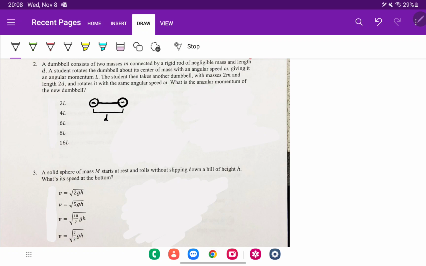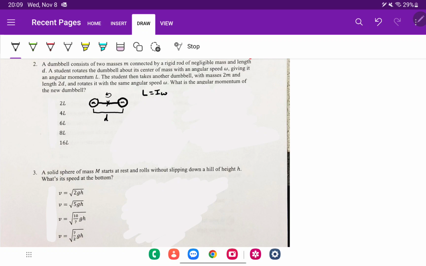Okay, so a student rotates the dumbbell about its center of mass. So if we're saying the center is right here, we're rotating it with some angular speed omega. And when we rotate something, it gives us angular momentum. Now, you can again look at your equation sheet for this. Angular momentum L is defined as I omega. So that doesn't give us much, though, because we don't know what I is.